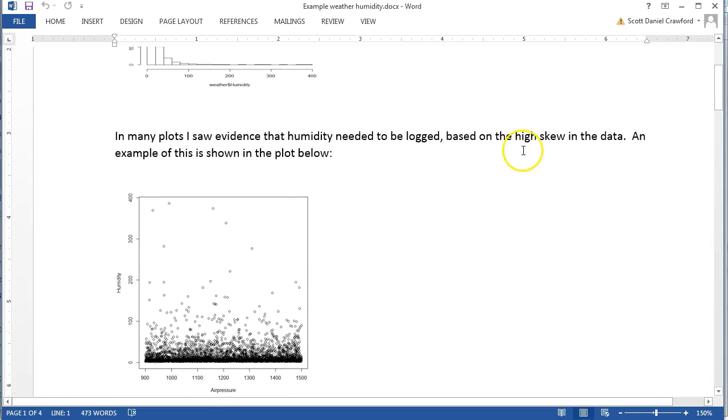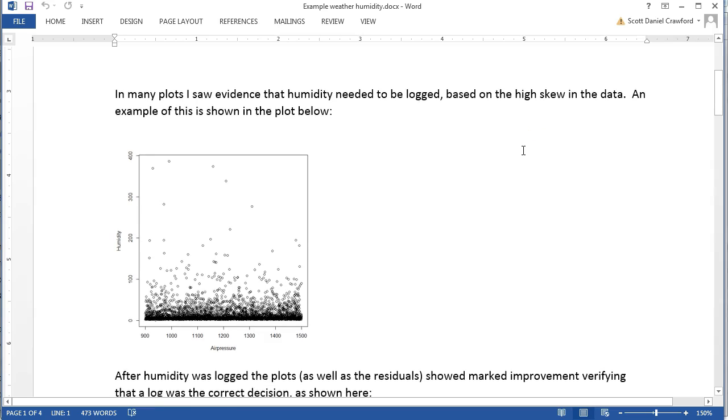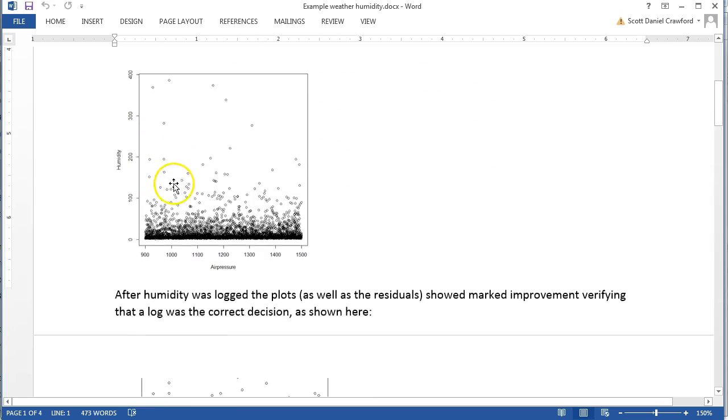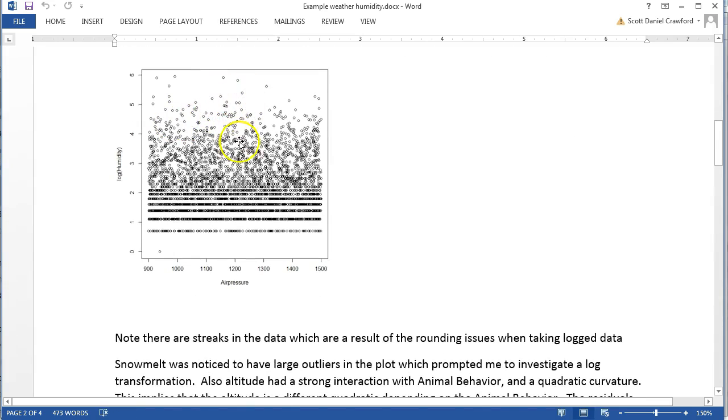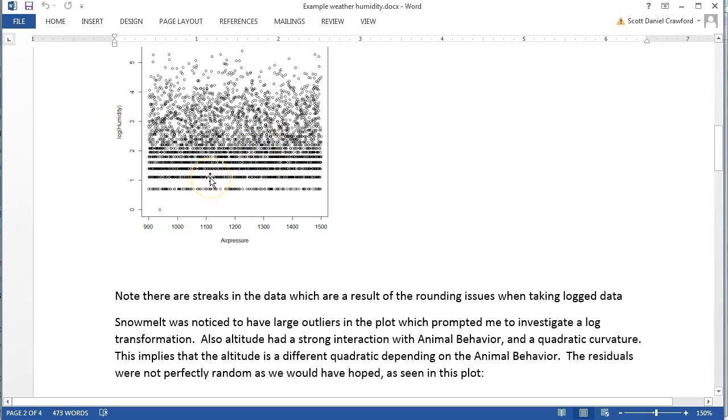Well, we've got a model, but this model is going to need a log humidity. Why? Because I saw these huge outliers, and once I took it out, I fixed it. And yes, there are streaks. I think the client deserves to say I didn't not notice them, but those streaks are part of the rounding issues when you're logging data that has a consistent decimal point. So I'm not going to be concerned by these.